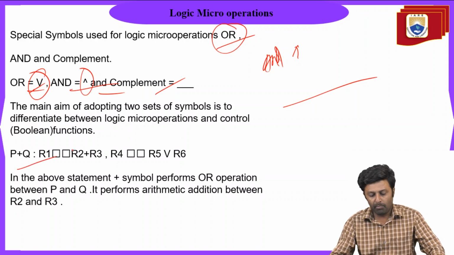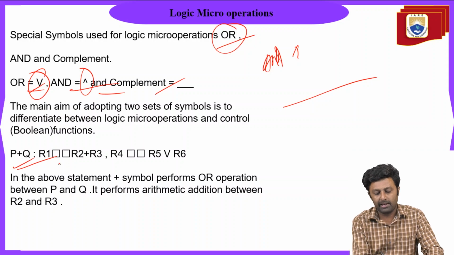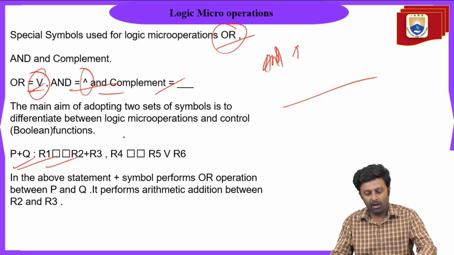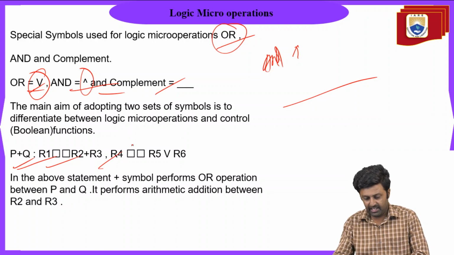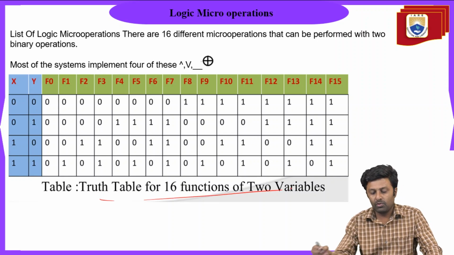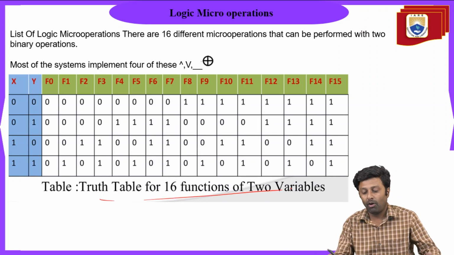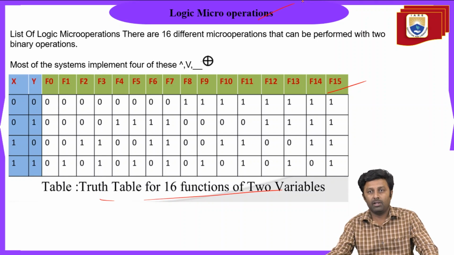So we can perform different types of operations here. If P plus Q, we can represent it as P of R1, R2 and R3 registers. We'll see these operations one by one now. This table shows the different 15 logical micro operations.